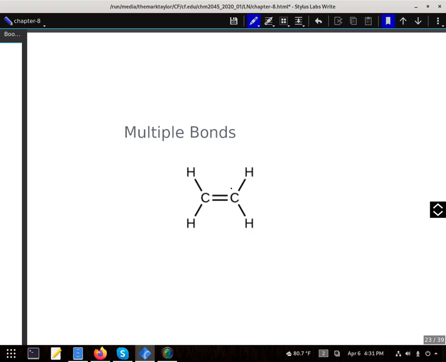All right. When we have multiple bonds, we have an interesting little thing that pops up. This is a rehash of what we talked about in a previous chapter. That double bond doesn't really rotate, but we want to talk more about the nature of what that double bond is.